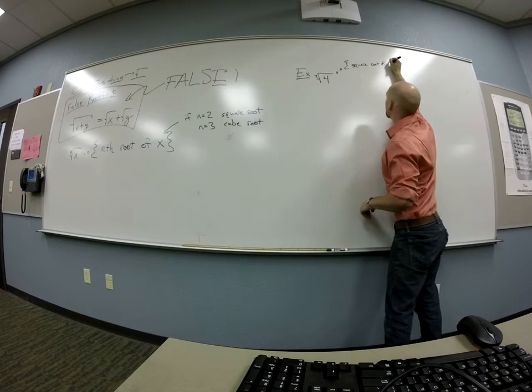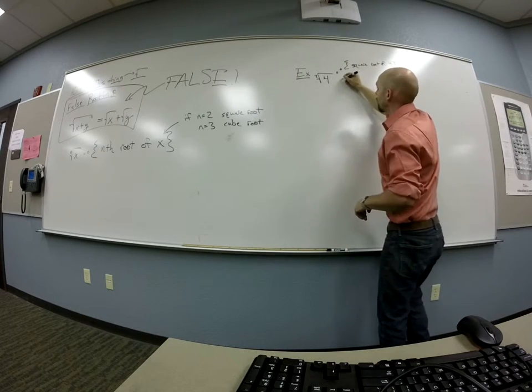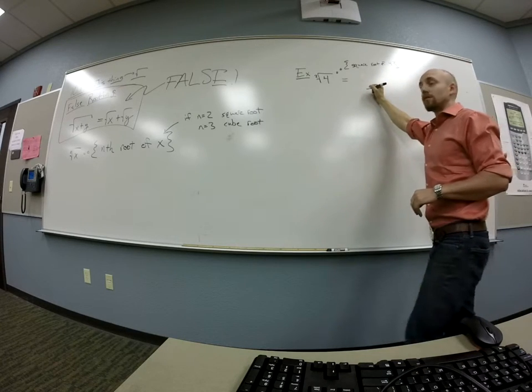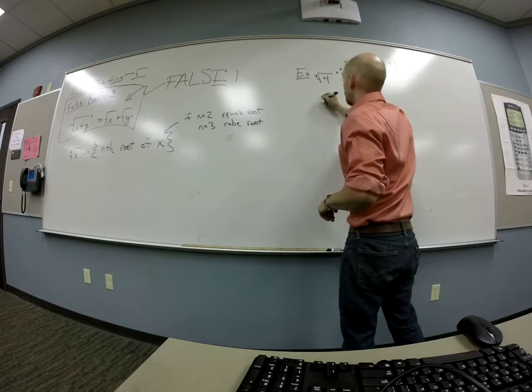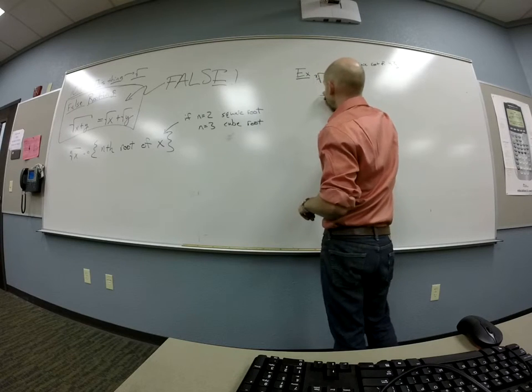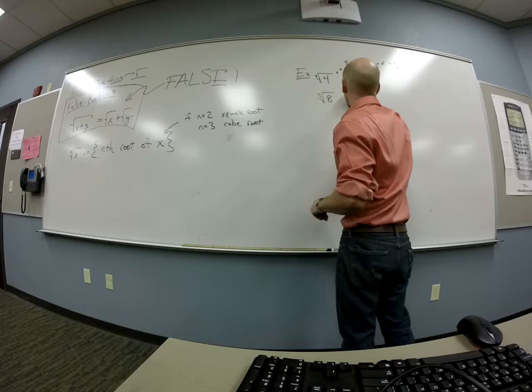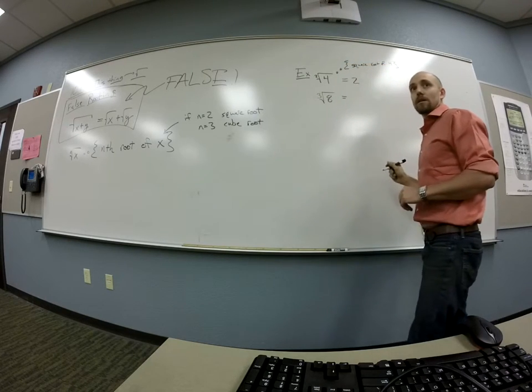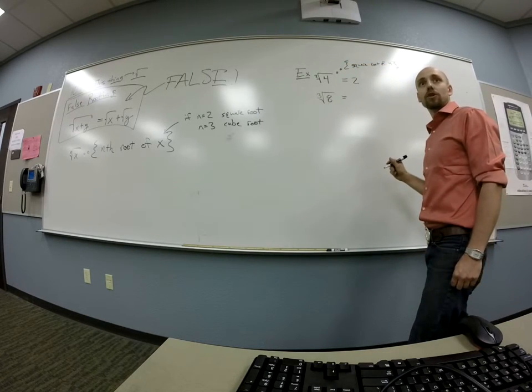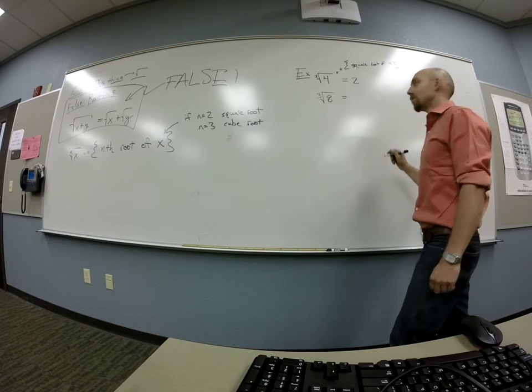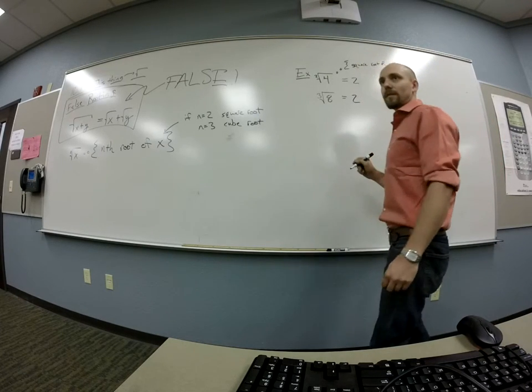Of 4. And this is 2. Okay, we know how to do that. All right, let's see. How about the cube root of 8? Do I know that? 2. Why is it 2? Because 2 times 2.